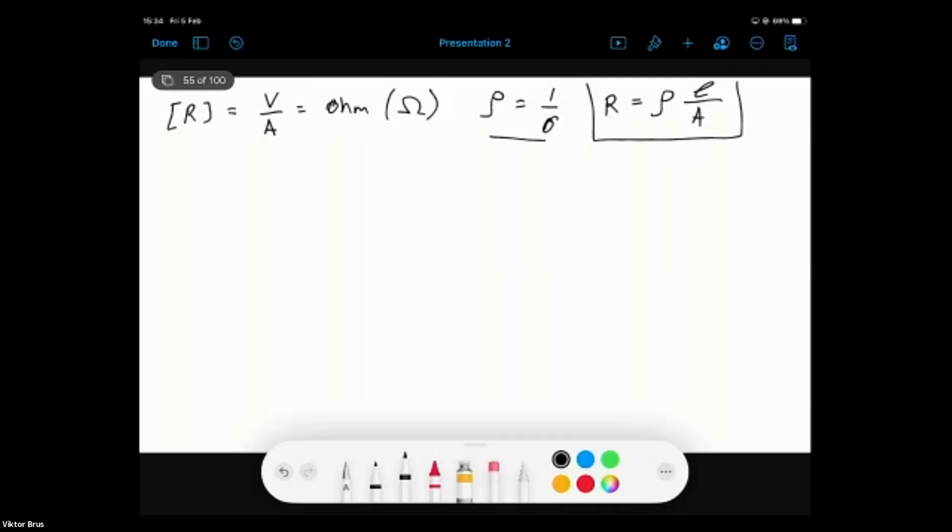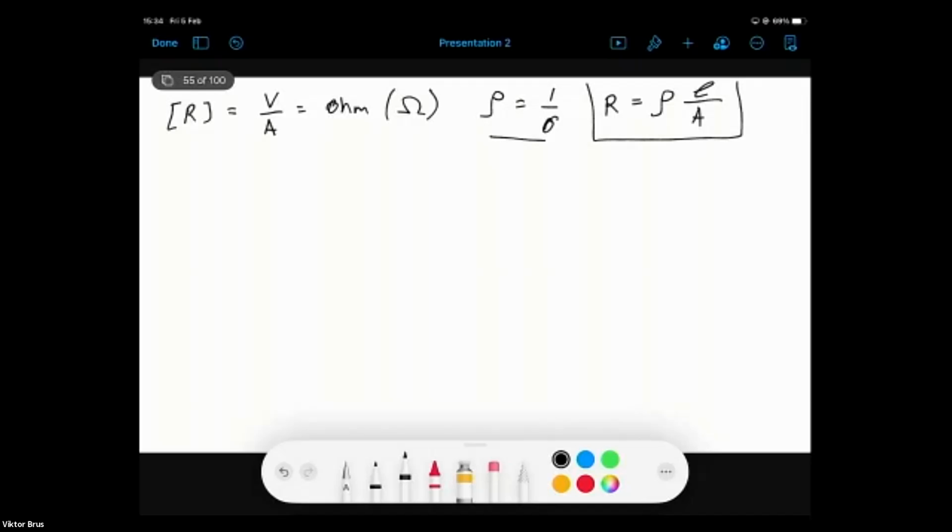So it's a material property, specific resistivity. That's why it's called specific, because it is not defined by the geometry of the conductor, only by properties of the conductor. And here we have geometric features like length and cross-section area.